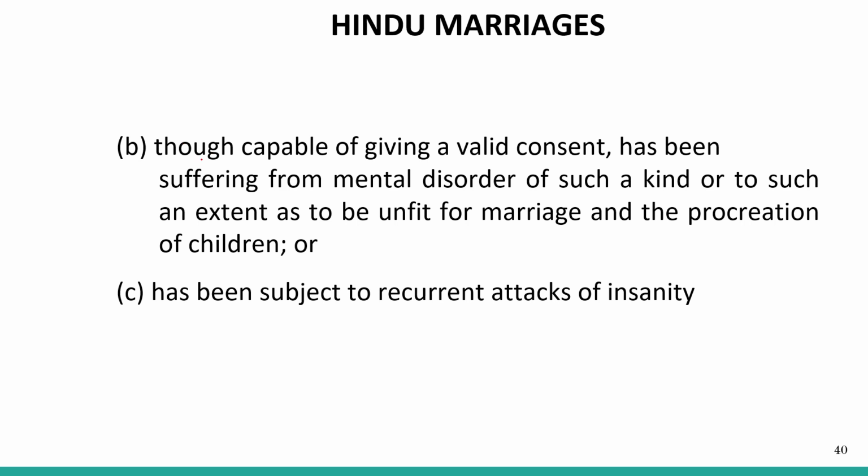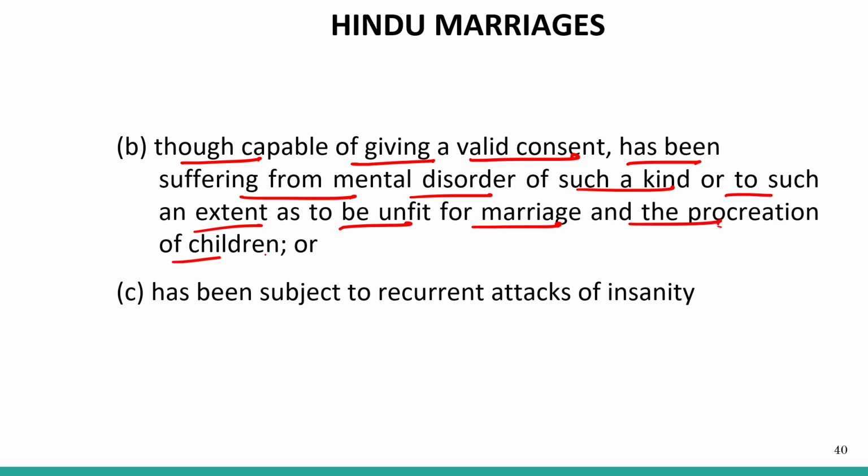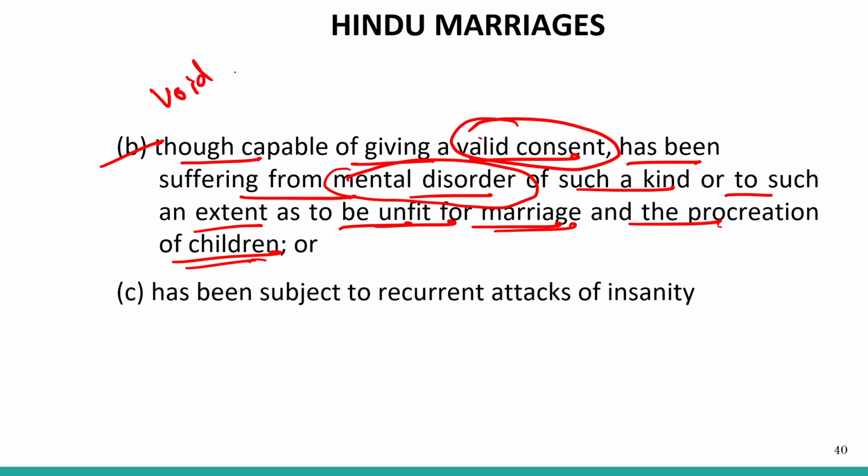The second is, though capable of giving valid consent, the person has been suffering from mental disorder of such a kind or to such an extent as to be unfit for marriage and the procreation of children. So the person has given a valid consent, but if it comes to the knowledge that there is a mental disorder of such a kind and extent as to be unfit for marriage and procreation of children, then this marriage will be considered a void marriage.